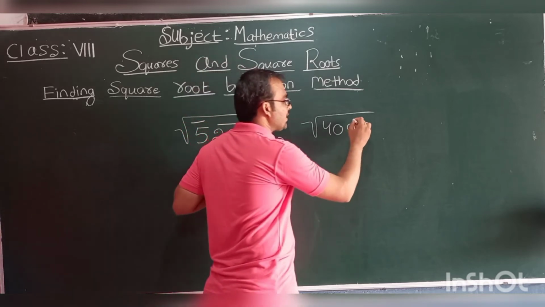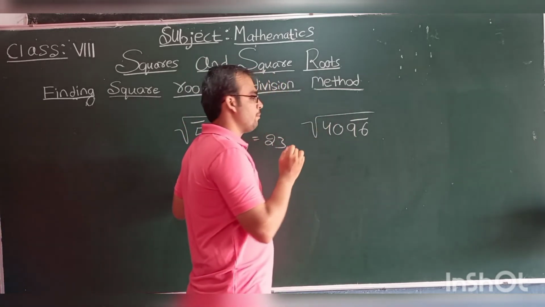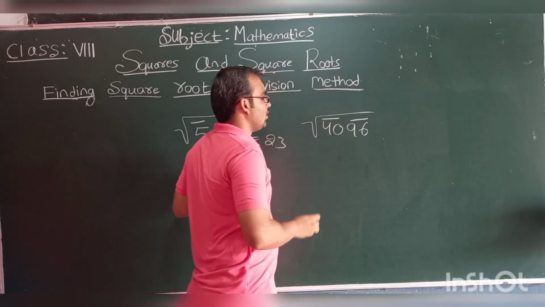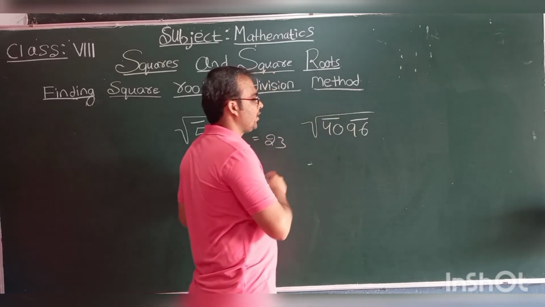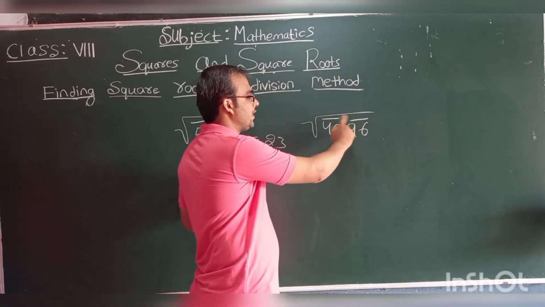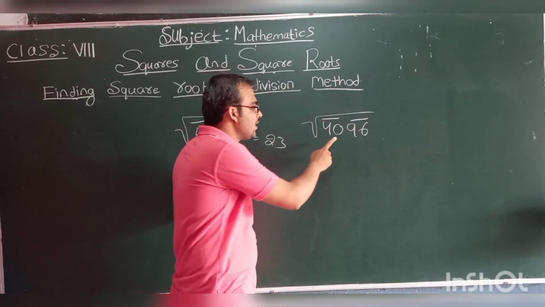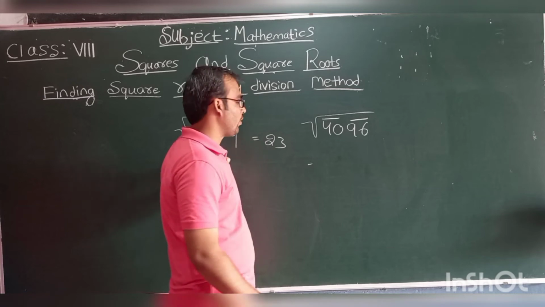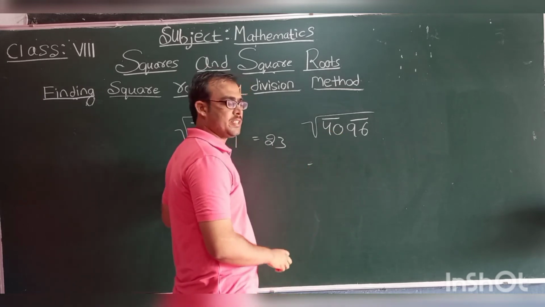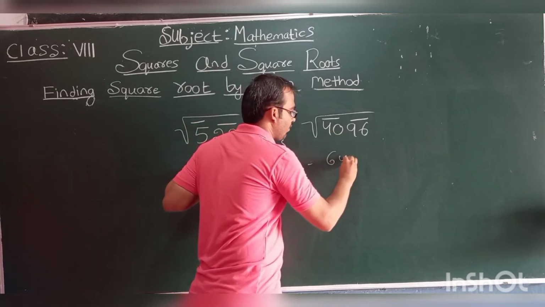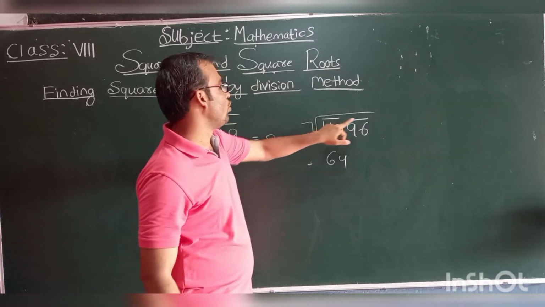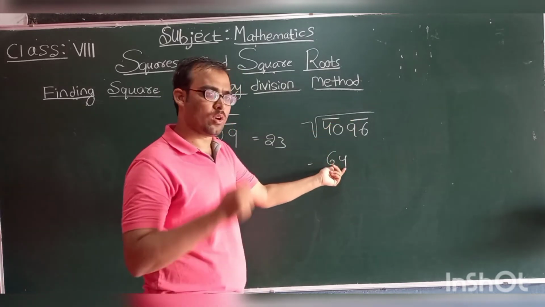Now, place the bar over every pair of numbers. So here, how many bars are there? 2, no? As here there are 2 bars, there will be 2 digits in the square root of this number, okay? What is the square root of 4096? That is 64, okay? As here there are 2 bars, so 2 digits in the square root of this number.